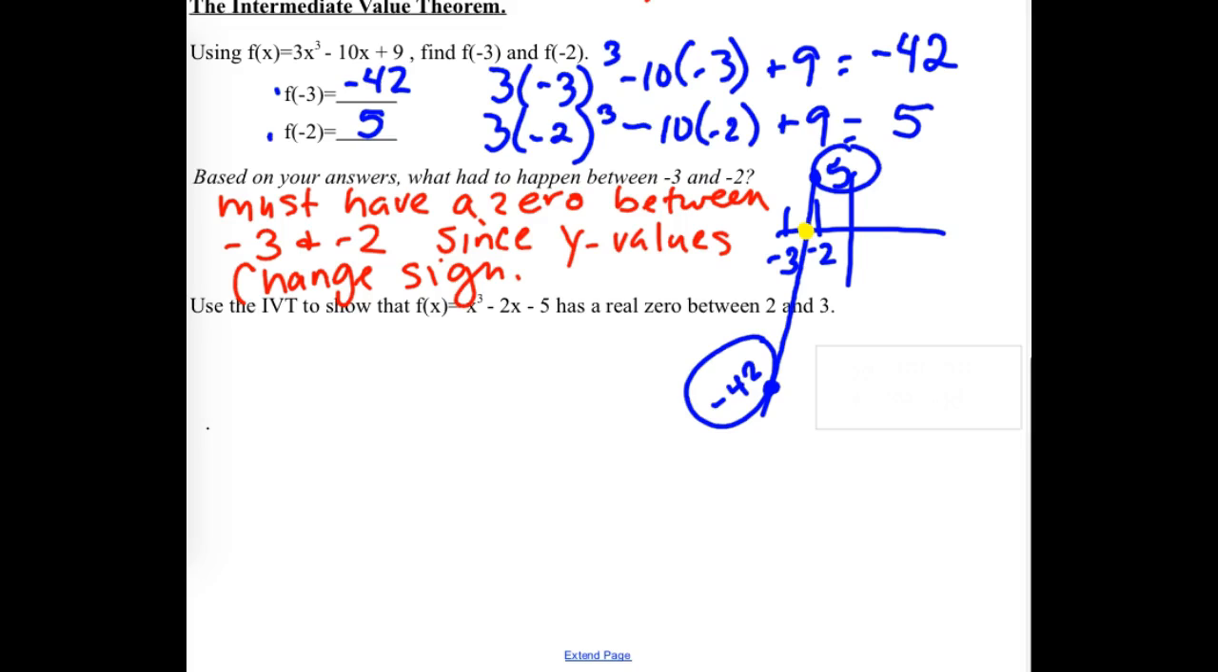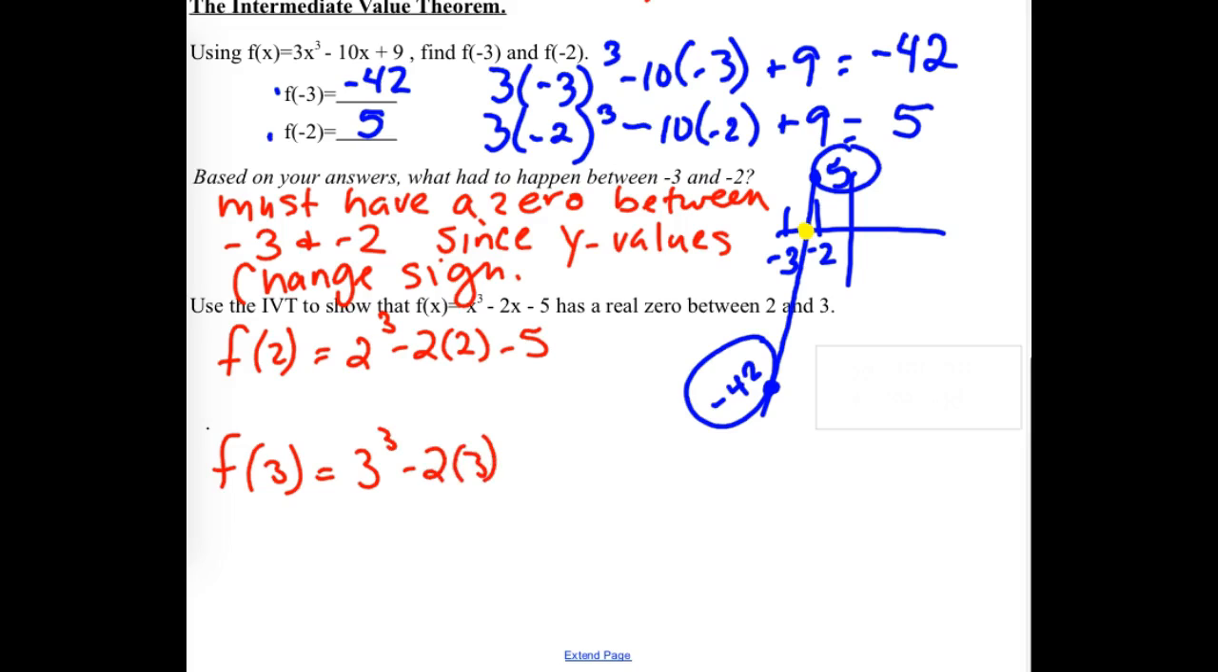All right, so our last question. Use the intermediate value theorem to show that this polynomial has a real 0 between 2 and 3. So our first step, we need to figure out what f of 2 is and what f of 3 is. So again, we're just plugging them in. 2 cubed minus 2 times 2 minus 5. And 3 cubed minus 2 times 3 minus 5.